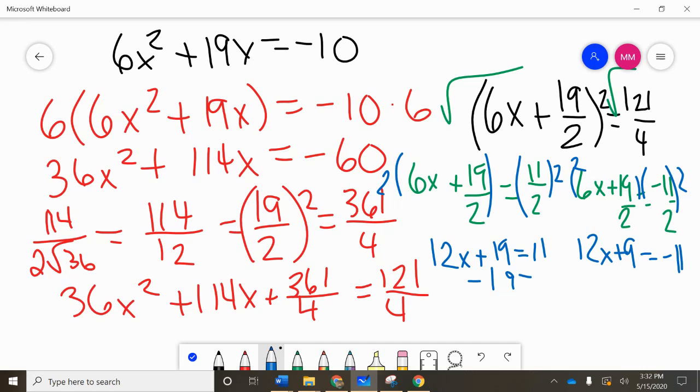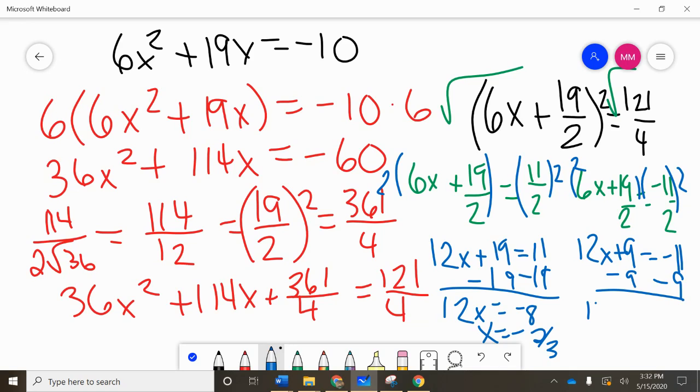So now I'm going to subtract 19 from both sides to get 12x equals a negative 8. And so x is negative 2/3 when I divide by 12. And over here, when I subtract 19, I get 12x equals negative 30. And when I divide both sides by 12, I get x equals a negative 5/2. And that is my solution to this quadratic.